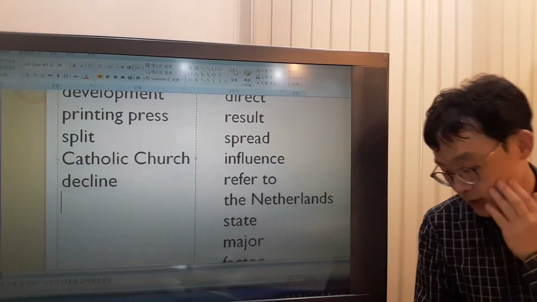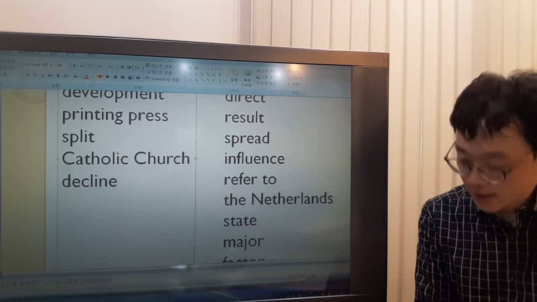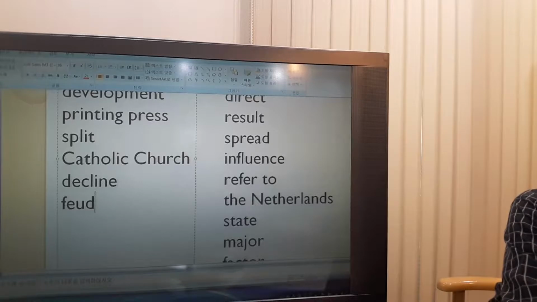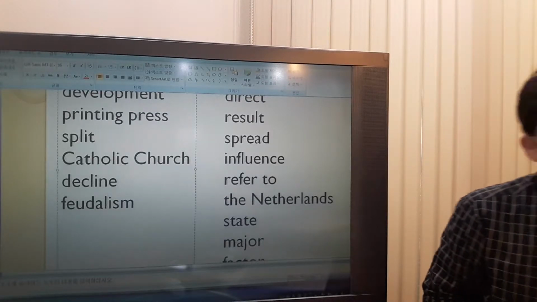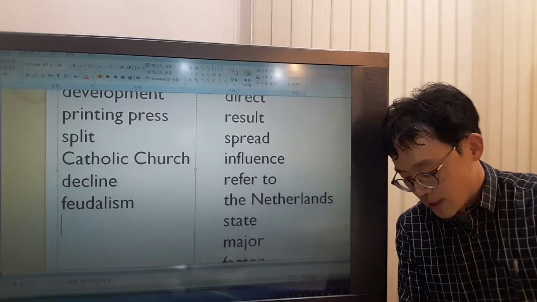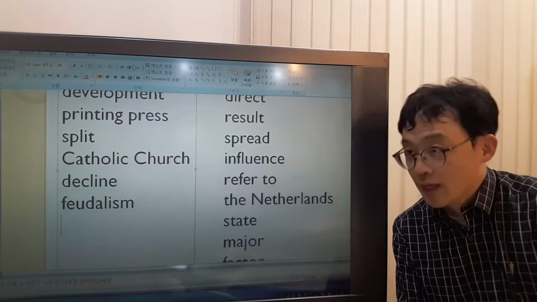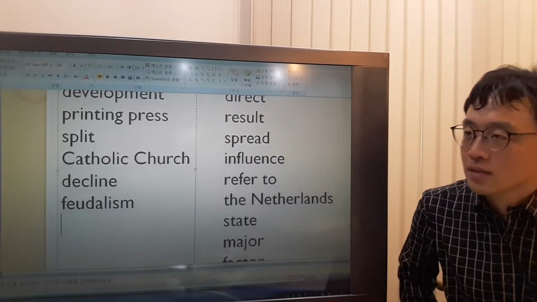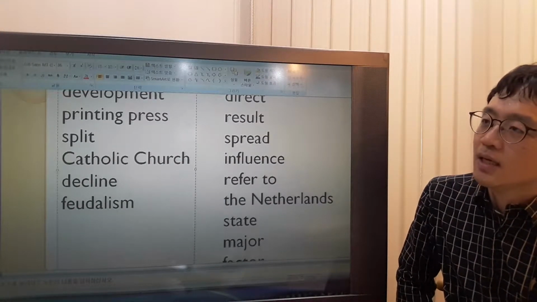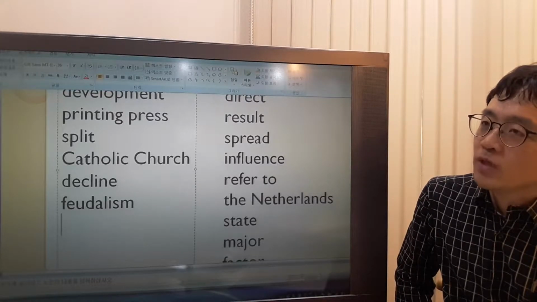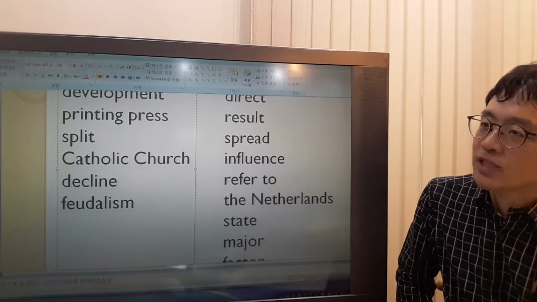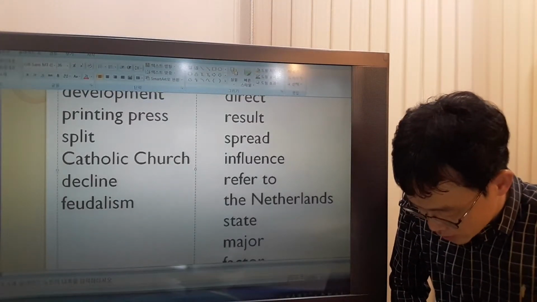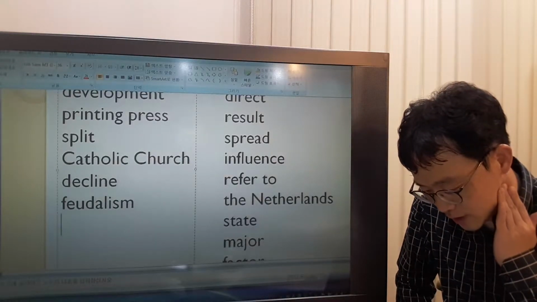What does the decline mean? Decline means getting weaker or less, all right? A decline of feudalism. What is feudalism? Feudalism is a system of the society where people are given land and protection by the landowner, that's the lord. And in return, they have to work and fight for the lord, the landlord. That was the social system in the medieval times.